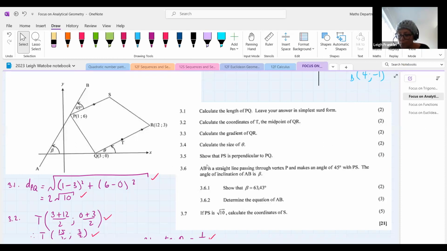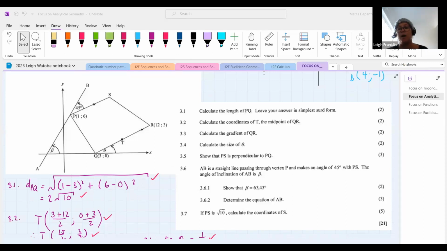If you want to prove something, the word show means to prove. So we cannot write down what we are trying to prove as our opening statement. That's got to come at the end. That's what we're trying to show is true based on the calculations that we've done. So when they say show that PS is perpendicular to PQ, what they want from you is the gradient of PS, the gradient of PQ. Show that when you times those numbers together, you get -1.